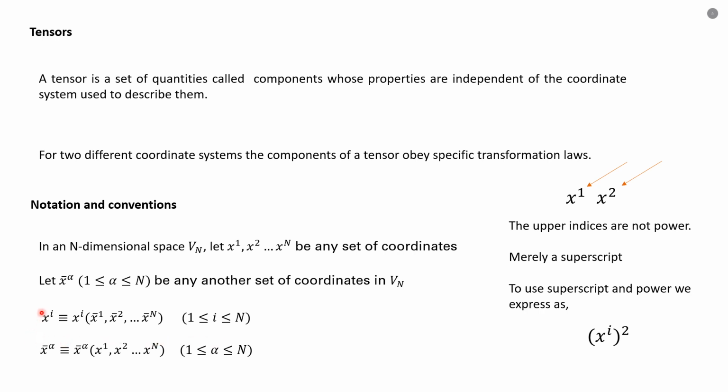That is, x superscript i can be expressed in terms of x bar coordinates and x bar superscript alpha can be expressed in terms of x superscript i coordinates, namely x superscript 1, x superscript 2 and so forth. In this equation, i takes the values from 1 to capital N in the n-dimensional space, and in this equation alpha takes the values from 1 to capital N in the n-dimensional space V subscript N.